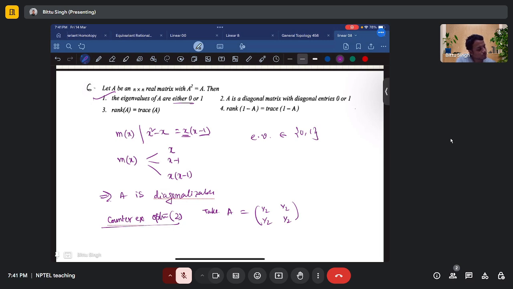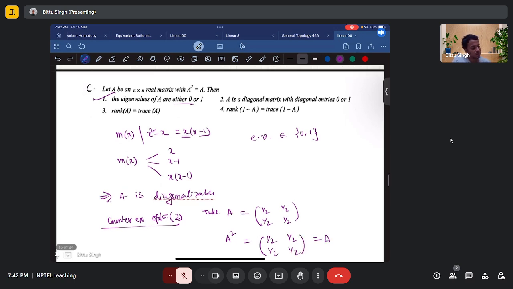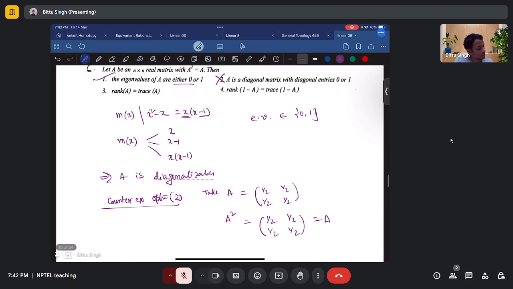Then we can see that A square will satisfy this formula, right? If we just multiply, it will be half times half, 1/4 plus 1/4, that is half, and similarly all are half. Just multiply. So this satisfies the criteria, but A is not diagonal. So this is false.